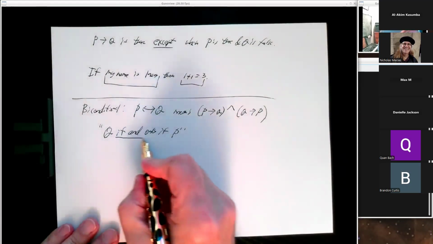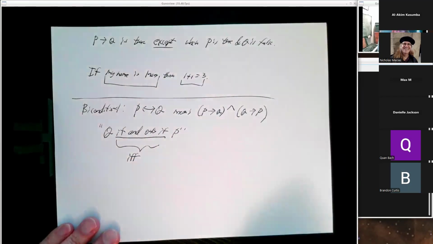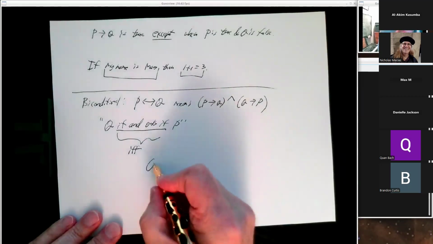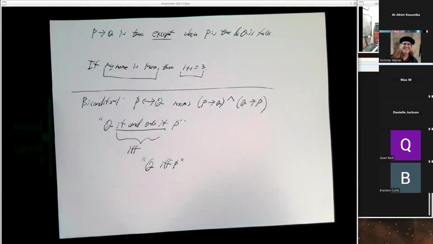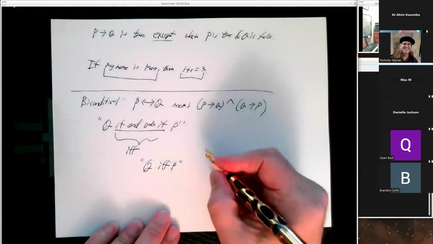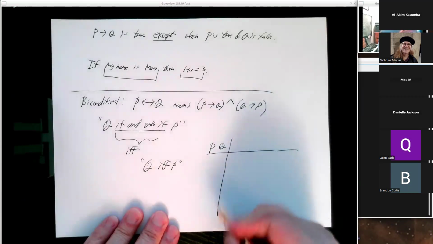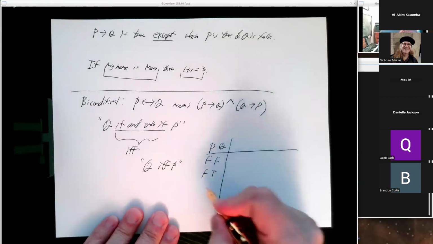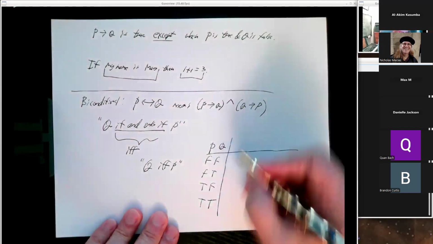And this if and only if, you'll sometimes see that written as IFF, if and only if. We could say Q if and only if P. And we can make a truth table for that. And we can make the truth table directly from this definition.